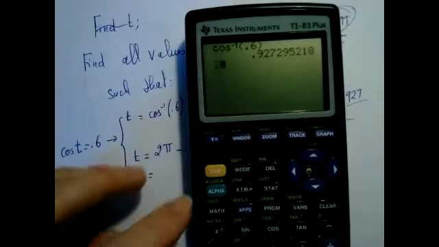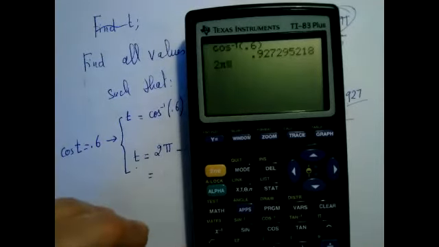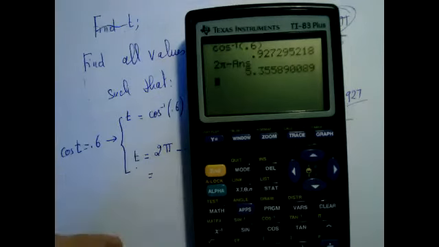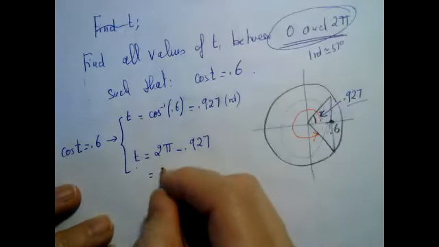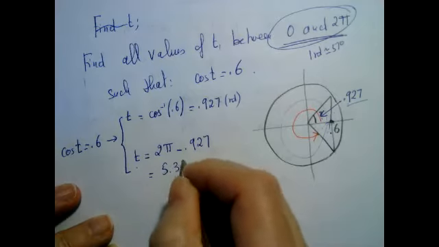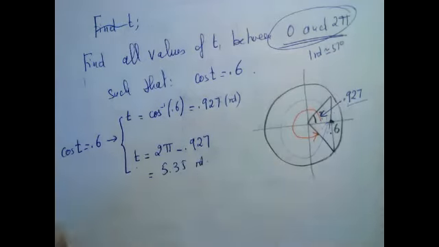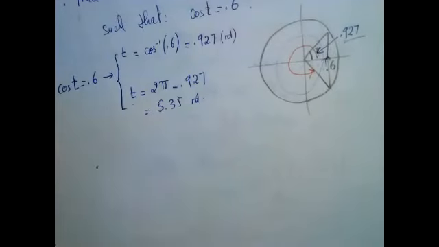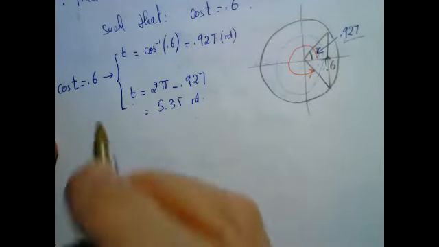So I will have 2 pi minus 0.927, I will get 5.36 radian. Okay, so now, as I said, we're moving backward all the time. All right. So question number 2, I will do another one along the same line.